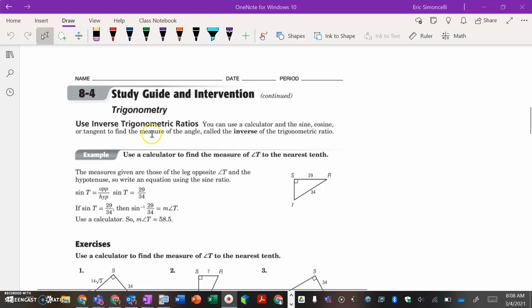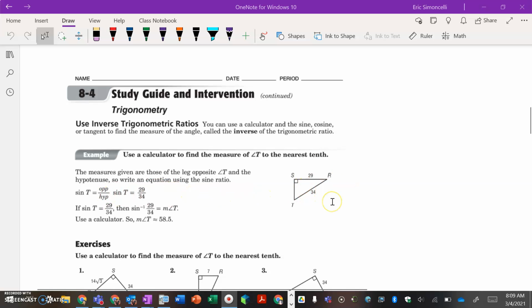Use inverse trigonometric ratios. You can use a calculator and the sine, cosine, or tangent to find the measure of the angle, called the inverse of the trigonometric ratio. Example: use a calculator to find the measure of angle t to the nearest tenth. The measures given are those of the leg opposite angle t and the hypotenuse. So we're going to write an equation using the sine ratio.